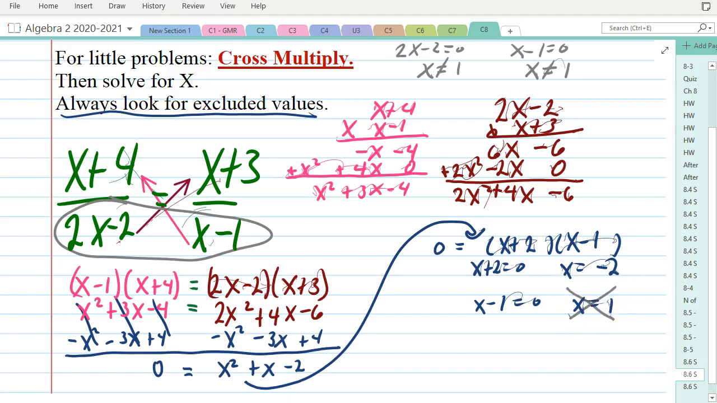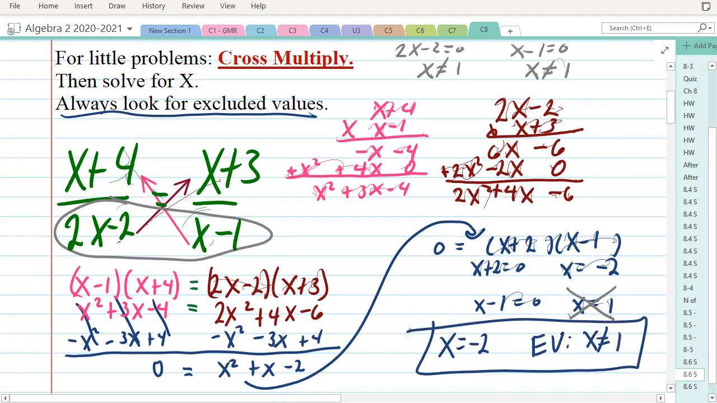So my final answer would actually be x is equal to negative 2 with an excluded value of x cannot equal 1. So when they ask, is there an excluded value? Yes. One of our answers is excluded, and we cannot equal 1, because if I plug that back into the original equation, then it would make the problem undefined.